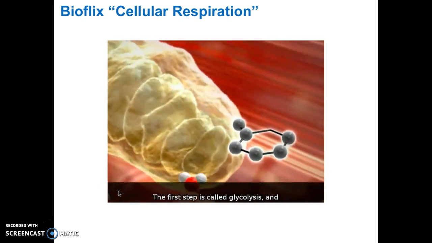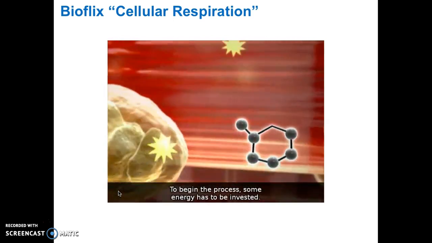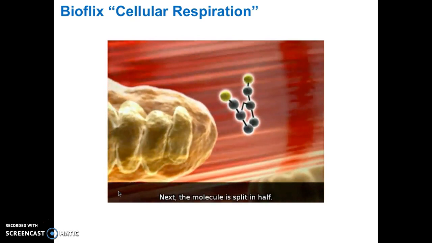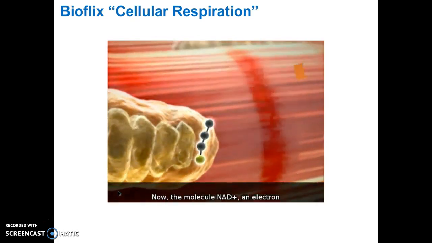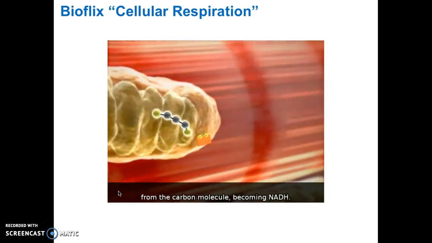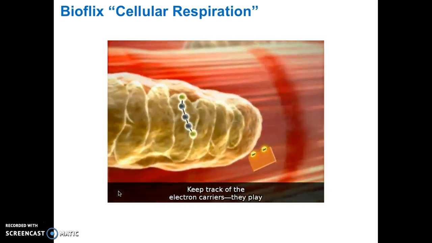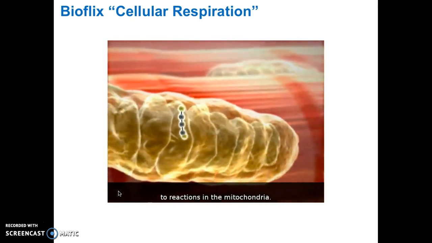The first step is called glycolysis, and it takes place outside the mitochondria. To begin the process, some energy has to be invested. Next, the molecule is split in half. Now, the molecule NAD+, an electron carrier, picks up electrons and hydrogen atoms from the carbon molecule, becoming NADH. Keep track of the electron carriers. They play an important role by transporting electrons to reactions in the mitochondria.